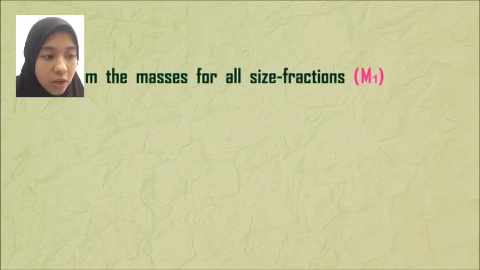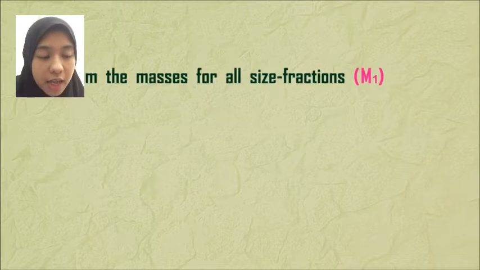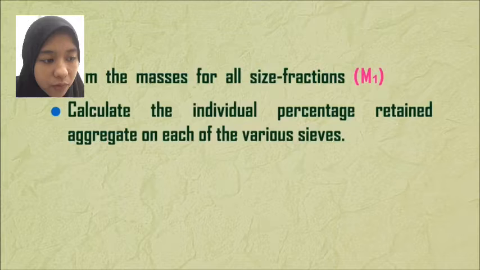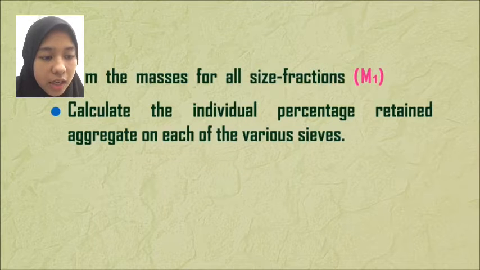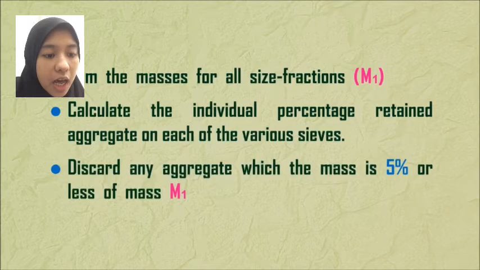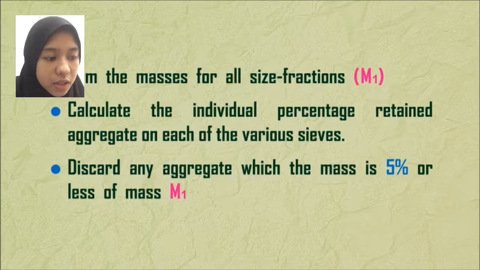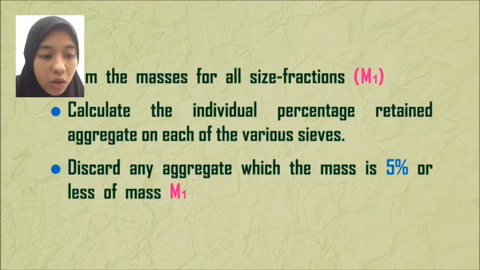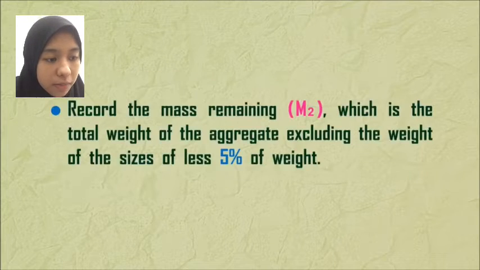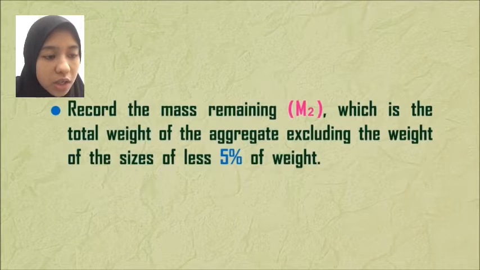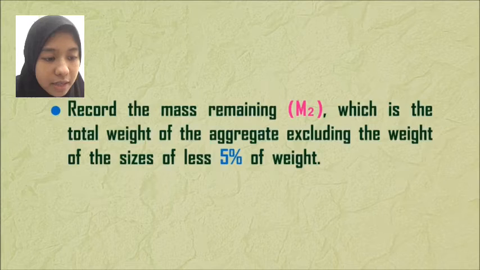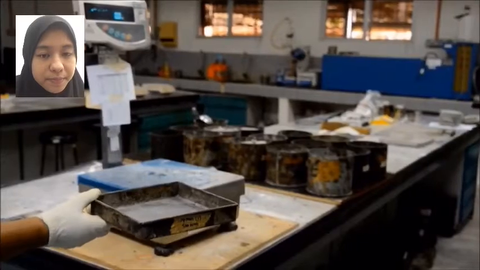Sum the masses of all size fractions as M1. Calculate the individual percentage of aggregate retained on each of the various sieves. Discard any aggregate whose mass is 5% or less of M1. Record the mass remaining as M2, which is the total weight of the aggregate excluding the sizes of 5% or less.